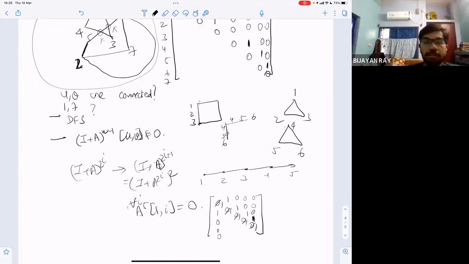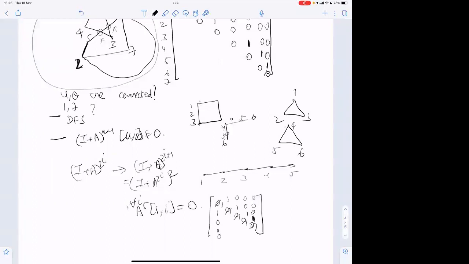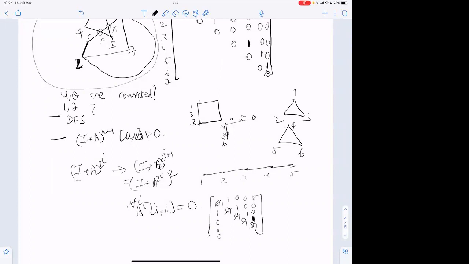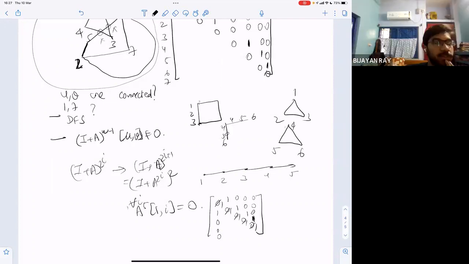We could have just diagonalized the matrix then. You could diagonalize it if the matrix is diagonalizable. No, I plus A will be diagonalizable, because the diagonal elements are one. Okay, fine. But what is the complexity of diagonalizing a matrix? You tell me.